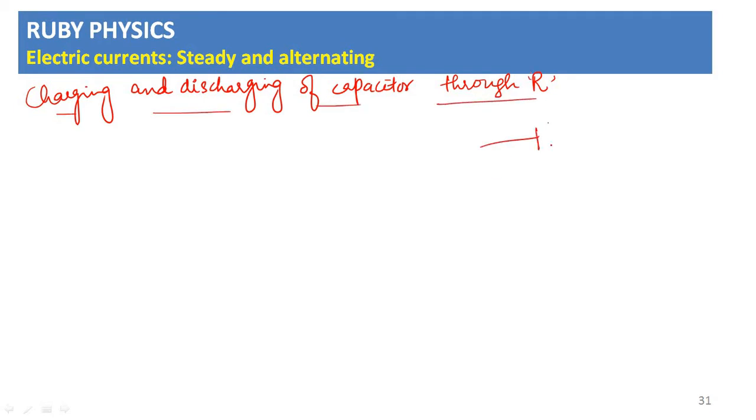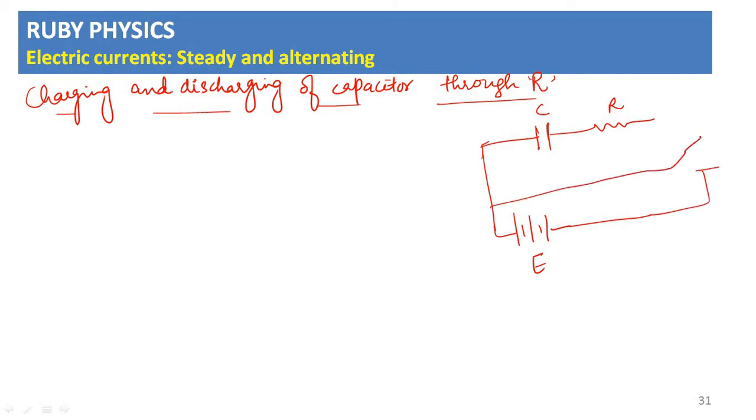So the circuit consists of a capacitor with the capacitance C and a resistor with resistance R. Okay, and this is connected to a battery of EMF E. Now this is then connected with a switch. Here it is, a switch here. Okay, so first of all let's see about the charging of capacitor.